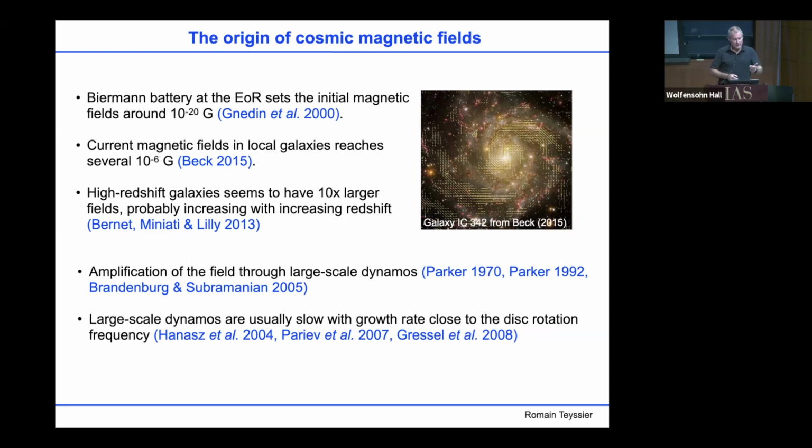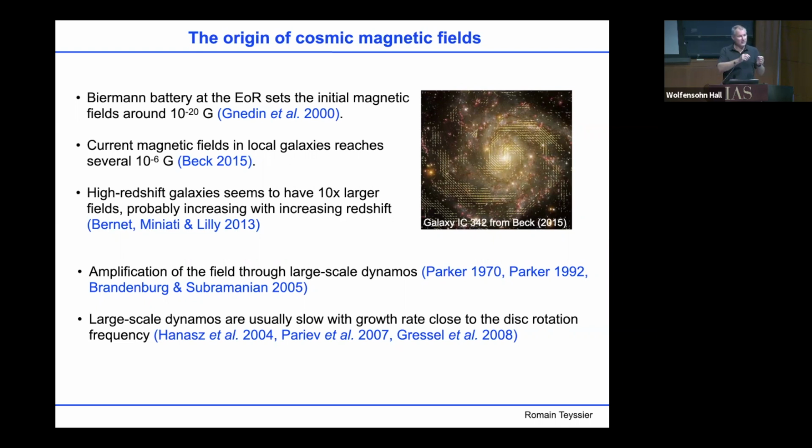And Nick Gnedin, 20 years ago, performed the very first simulation of this process of the Biermann battery and showed indeed that when the first galaxies formed, you could create an almost pervasive, volume-filling field everywhere in the universe, of 10 to minus 20 gauss. It's tiny. And this value comes from the physics of the problem. I will come back to this later.